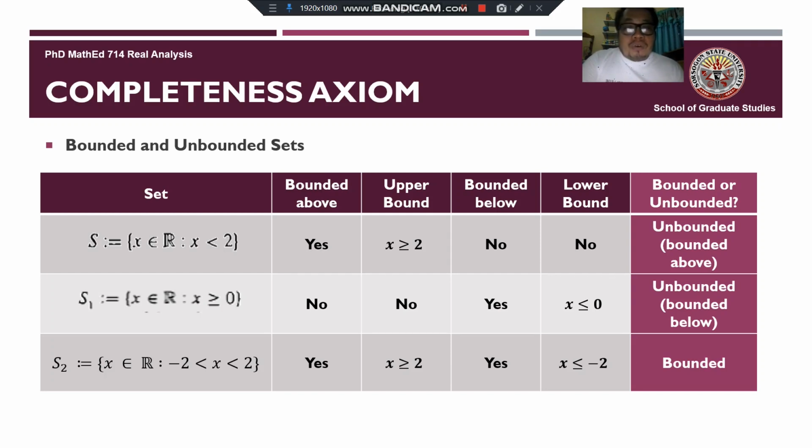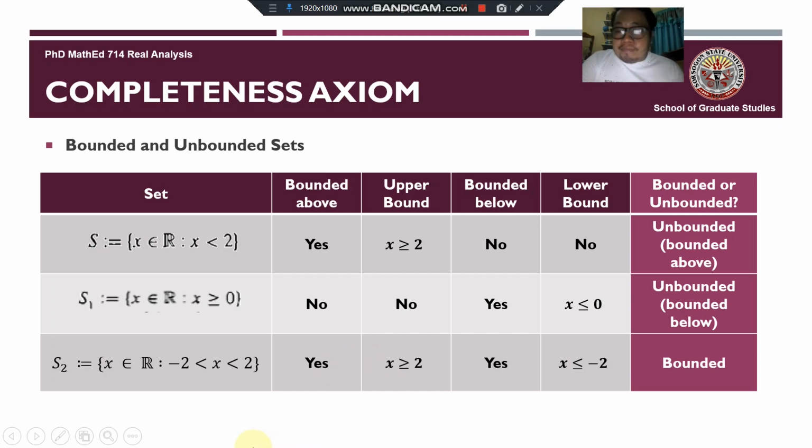On the next column, we will be identifying whether the first set is bounded or unbounded. Obviously, the answer is unbounded. Why? Since it only satisfies being bounded above, and the upper bound starts from 2 to positive infinity. So again, the first set is said to be unbounded.